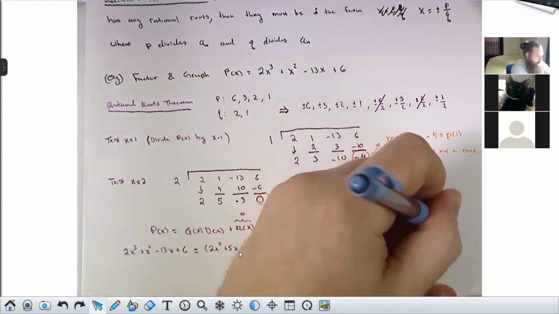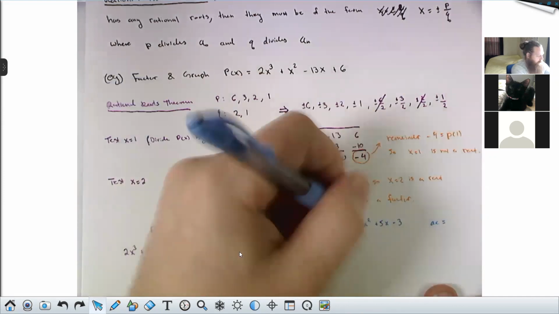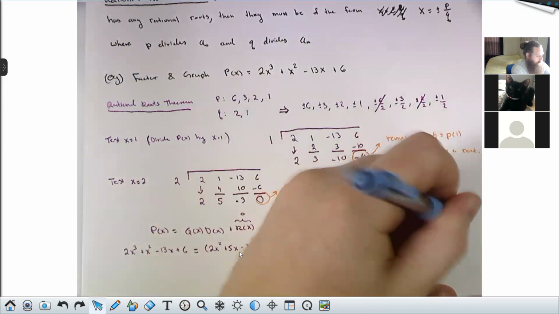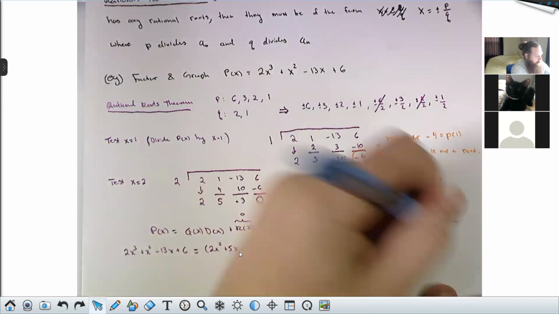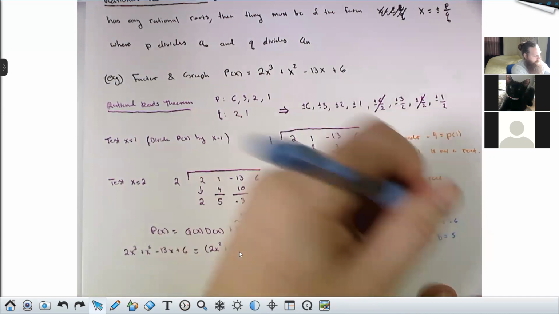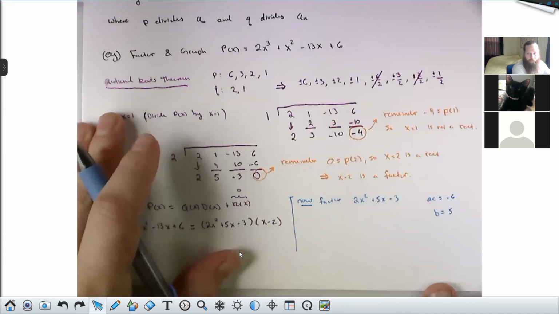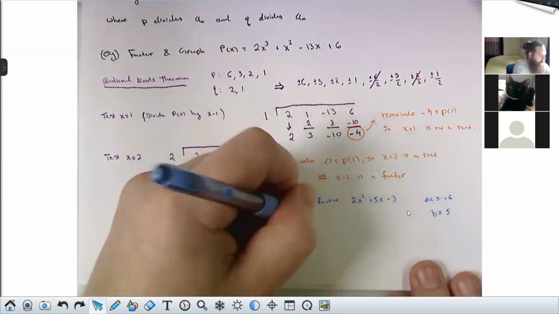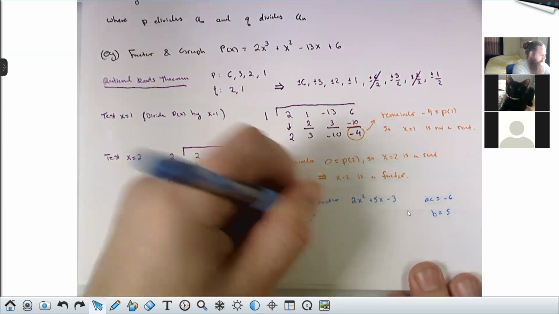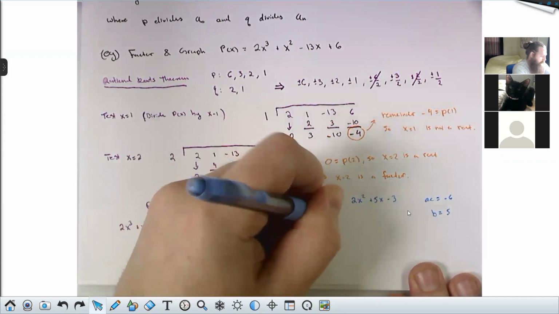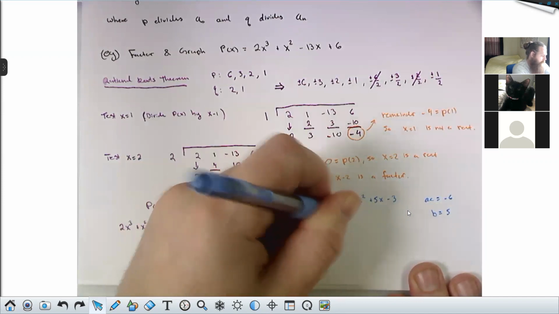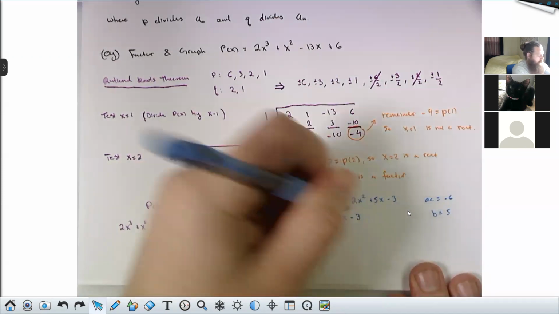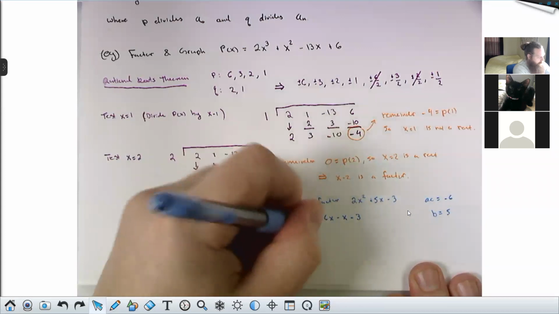So here, a times c is 2 times negative 3, which is negative 6. B, the middle term, is 5. So I need to come up with two numbers that multiply to negative 6 and add up to 5. Those would be positive 6 and negative 1. So I rewrite this as 2x squared plus 6x minus 1x minus 3. And then I factor by grouping.